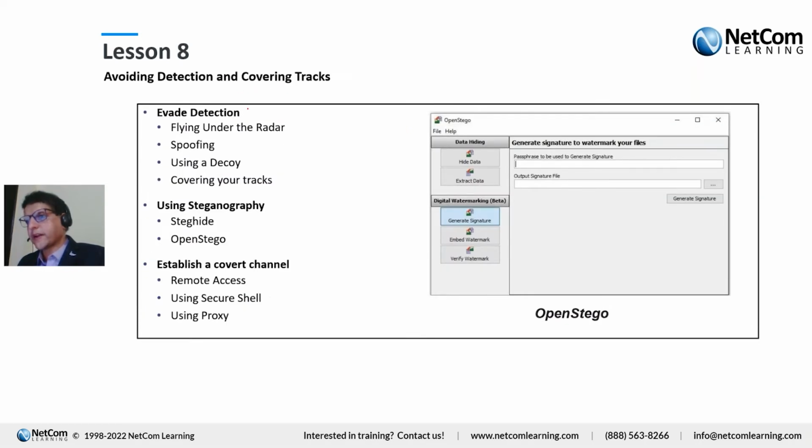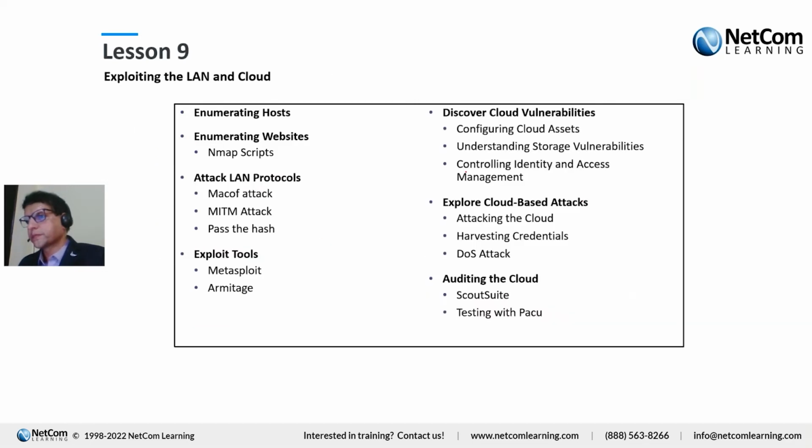Avoid detection and cover tracks. So evade detection. This is where you fly under the radar. So you're going to protect yourself, or you do spoofing. You pretend to be someone, or you use a decoy, or you are hiding yourself in a group, or cover your tracks. So this is where you are covering your tracks, protecting yourself. Steganography tools, we use Steghide, OpenStego. These are some of the tools. Apart from this, we have some other tools also. Then establish a covert channel. So with remote access, using secure shell, using proxies, you are trying to use a channel which is not recommended. So you are bypassing some security. So this is our OpenStego.